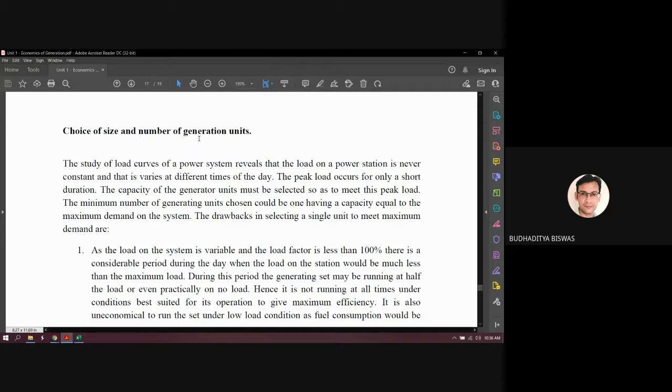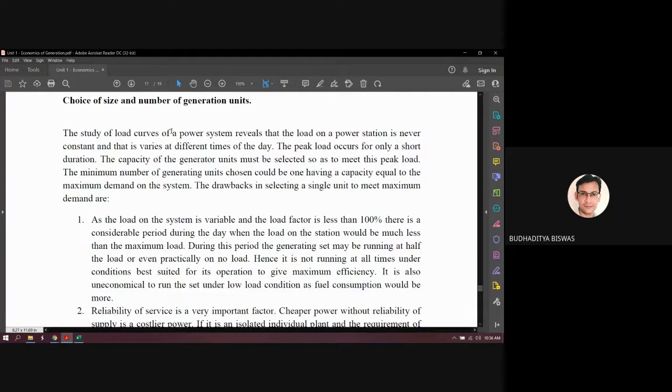So the question is how to choose the size of the power plant, and how to choose the number of generating units in the power plant. So what is the first criteria for choosing the size of the power plant?